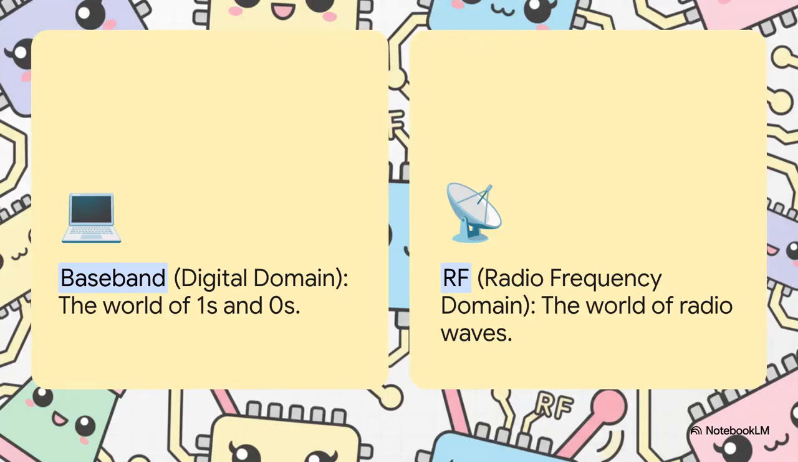Now, to do its job, the transceiver has to live in two completely different worlds at the same time. On one side, you've got the baseband domain. This is the nice, clean, predictable digital world of ones and zeros that computers and processors understand. But on the other side, you've got the RF domain, the invisible, kind of chaotic, physical world of radio waves flying through the air. The most important thing to remember is that the transceiver is the master translator, the one essential bridge that connects these two worlds.